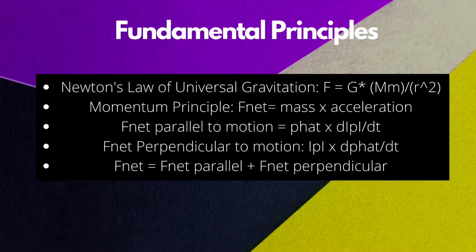Now let's take a look at the fundamental principles we'll be using in this lab. One is Newton's law of universal gravitation, which we will use to compute the mass of a black hole. Another is the momentum principle, from which we derive the F-net parallel to motion and F-net perpendicular to motion. Finally, we know that the net force acting on our system is the sum of the parallel component of the net force and the perpendicular component.